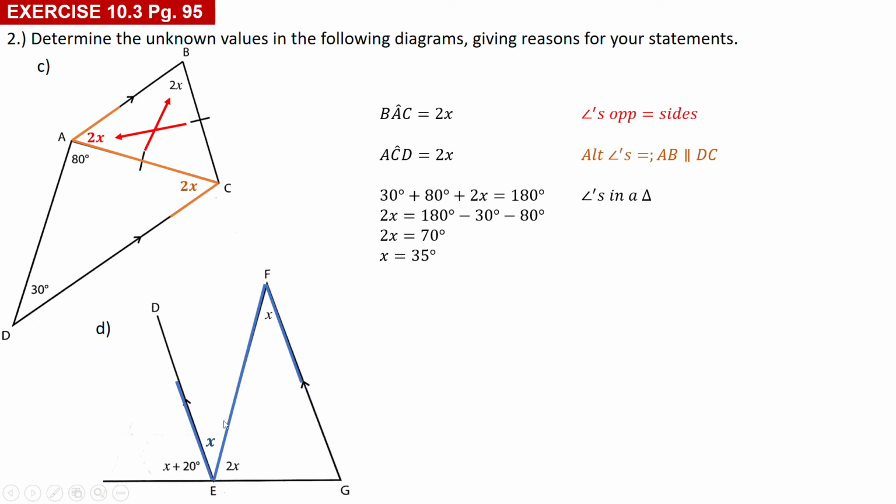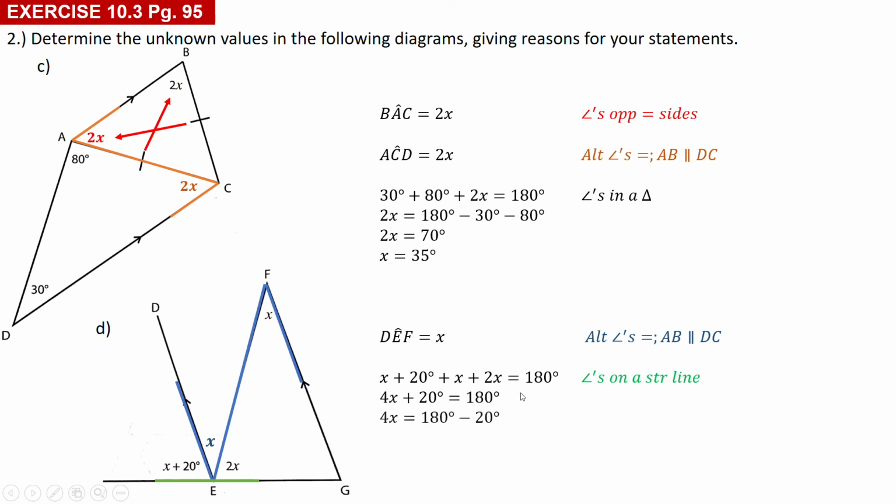So you need to state everything that you're doing. So I'm going to go and I'm going to say DEF is equal to x because of alternating angles, AB parallel to DC. And then from there I can use angles on a straight line. So x plus 20 plus x plus 2x adds up to 180 degrees. And then I can solve for x. So add your like terms. x plus x is 2x plus another 2x, that's 4x. Take over the 20 and subtract it. So 4x is 160, that means x is equal to 160 divided by 4, which is 40.